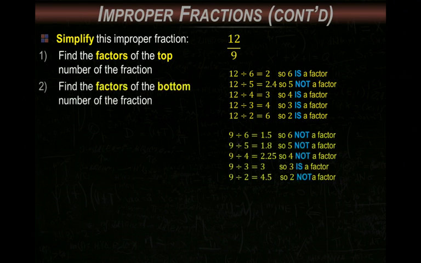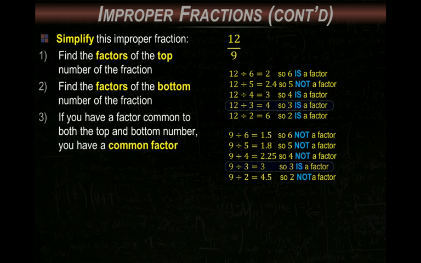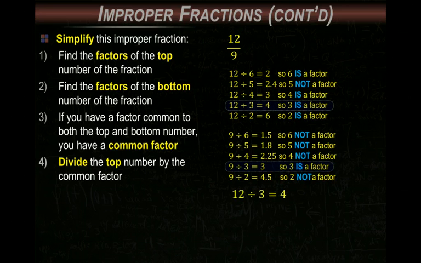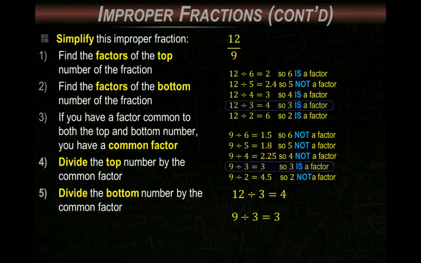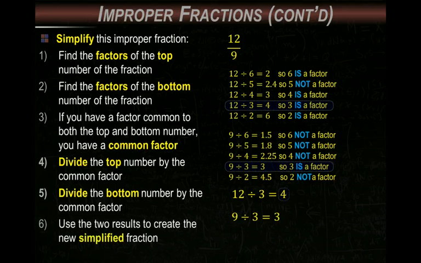I do the same thing with 9. Divided by 6, I get 1.5, not a factor. Divided by 5, not a factor. 4, not a factor, but 3 is a factor. So what I then found is a common factor for both 9 and 12. In this case, it was 3. Right? 3 was the only one that appeared in both lists. So now that I have a common factor, I can use it to divide both numbers. Divide this one by 3, divide this one by 3, and I get 4 over 3. That's how you create the simplified fraction.